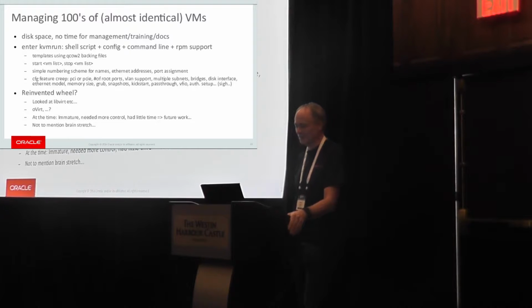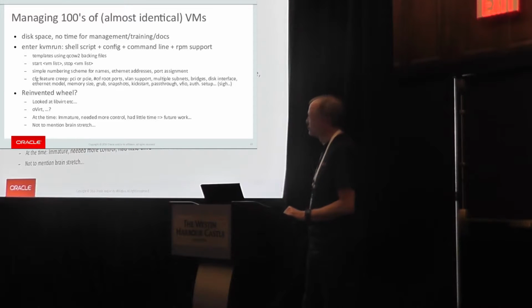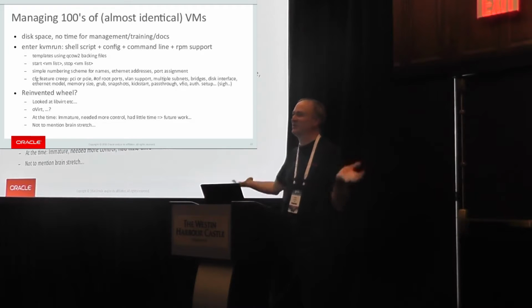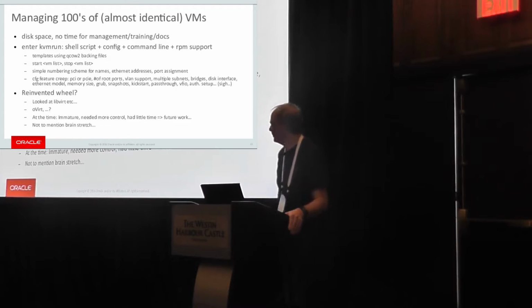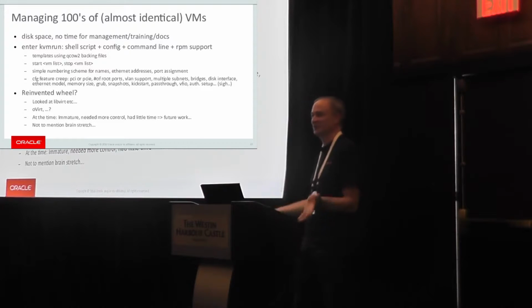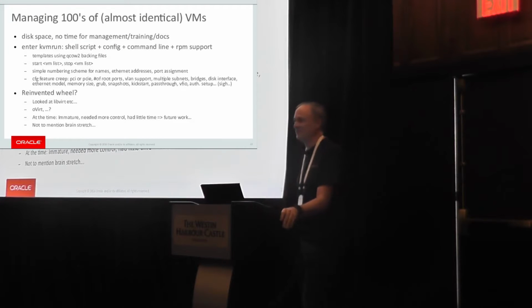That script soon started to become a lot of stuff. We had a lot of features we needed, as you can see: PCI or PCI Express, number of root ports to use, VLAN support, multiple subnets, bridges, disk interfaces, Ethernet model. Lots of this was required over time. I even used it with pass-through because we wanted to support our SR-IOV support and VFIO.